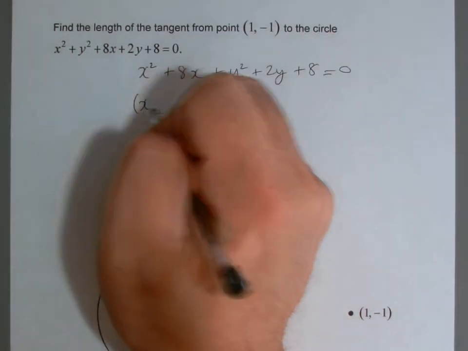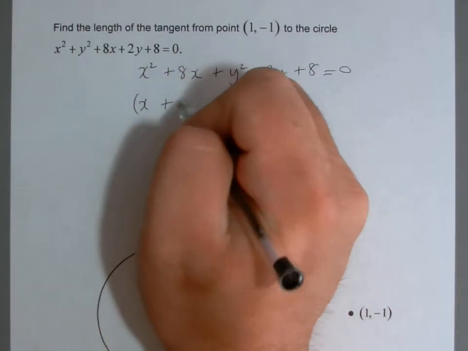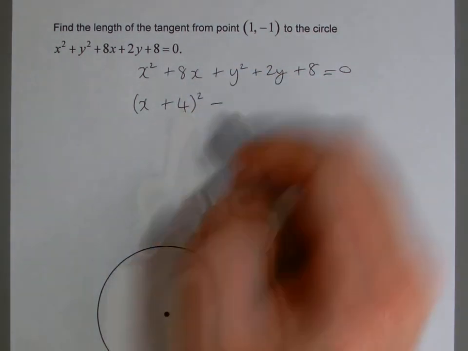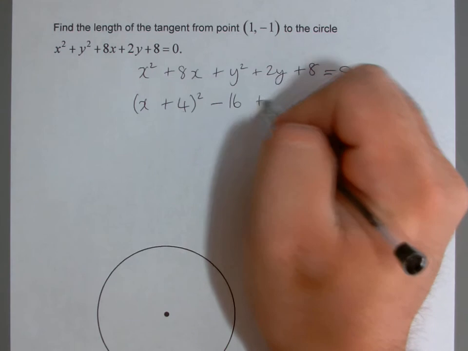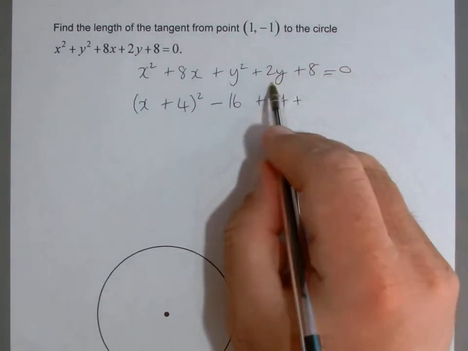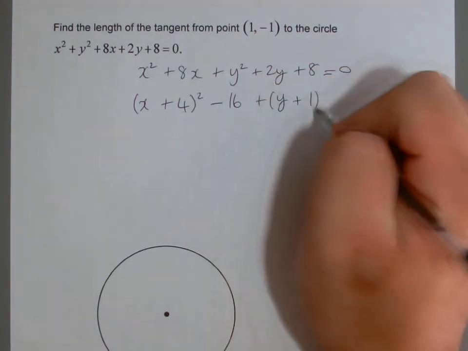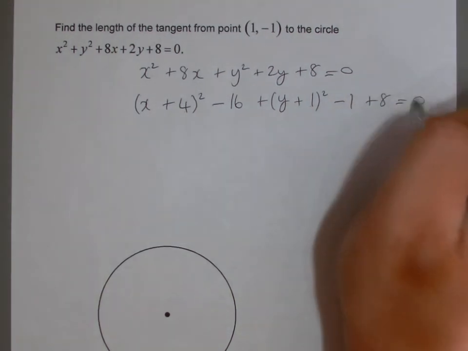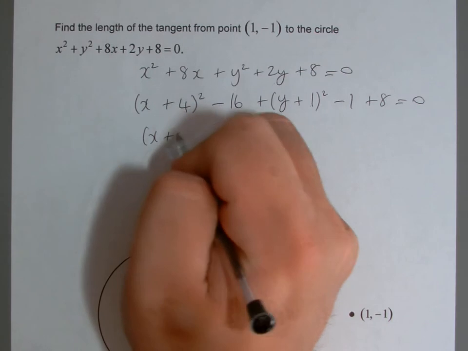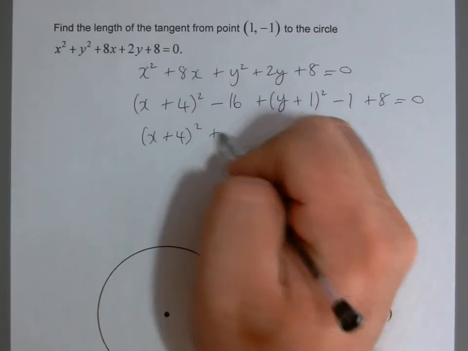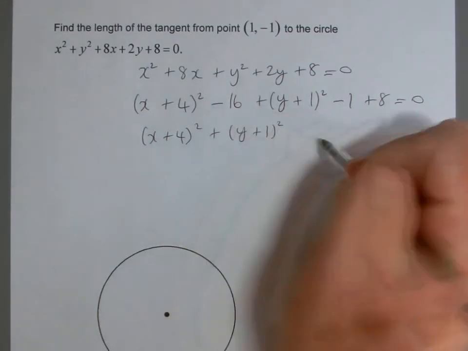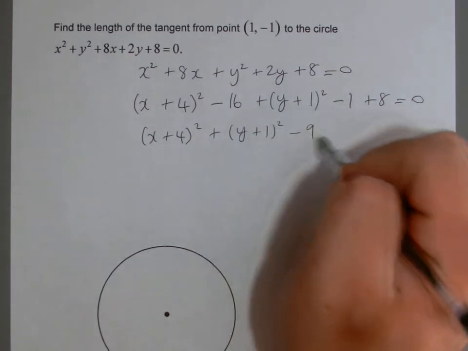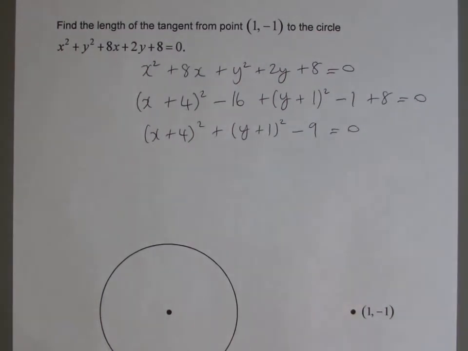So bracket x plus, you halve that, so 4. Take away then the square of this, which is 16. Halve that, which will be 1. Take away the square of this, which is 1, and then add 8 equals 0. So I get (x plus 4) all squared, (y plus 1) all squared, and what will that be? That'll be minus 9, I think, equals 0.